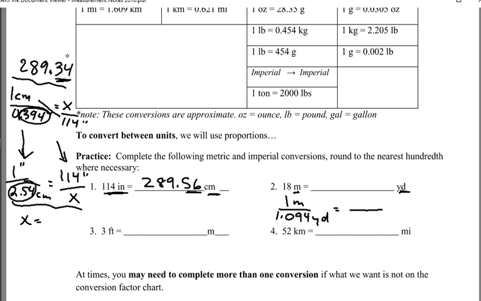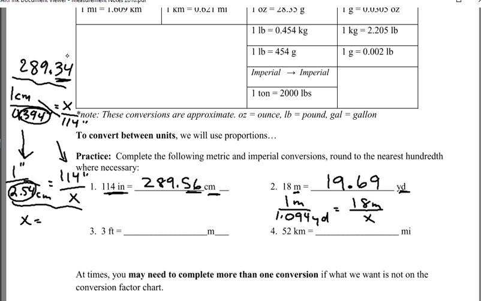And our situation is saying if we have 18 meters, so that's going to go on top, it will be how many yards? Cross multiply, and you should get 19.69 yards. Double check it. So that's how you work the conversions.